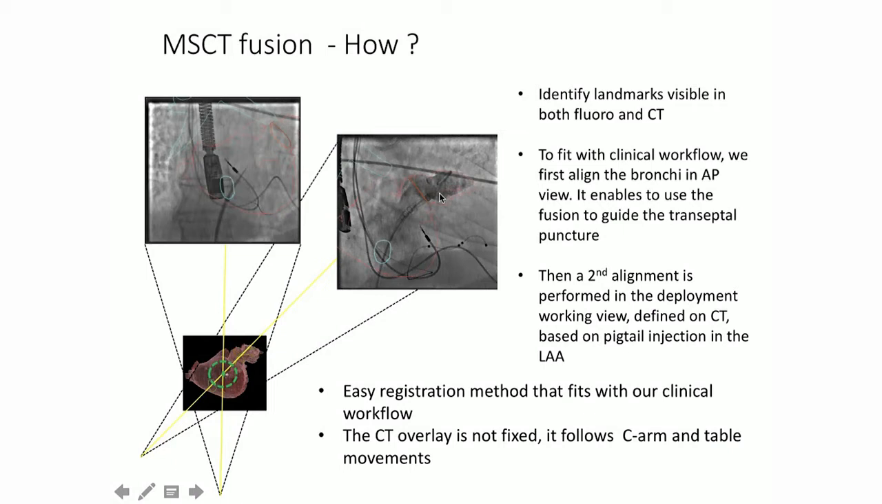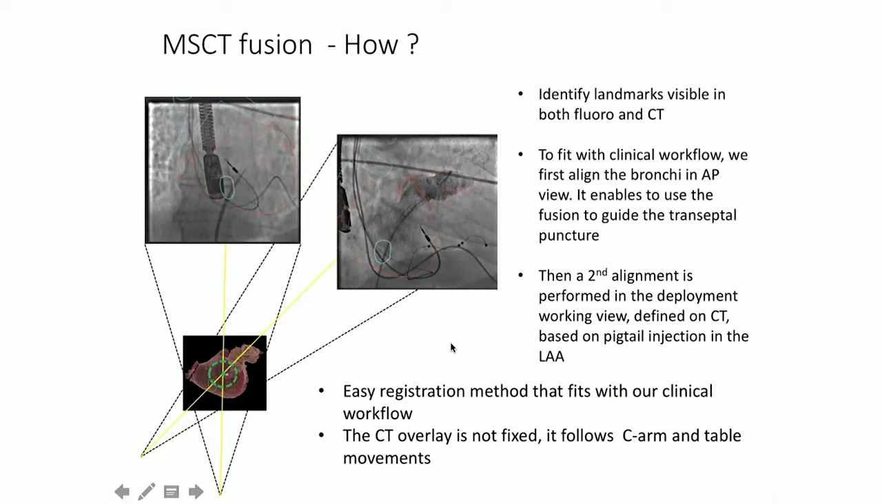Now what's important to understand is that the CT overlay is not fixed. It follows the C-arm and the table movement. So this is an extremely interesting feature. It means that you can change your C-arm orientation, and your 3D MSCT overlay will also follow the C-arm orientations and the table movements. So none of this is fixed.